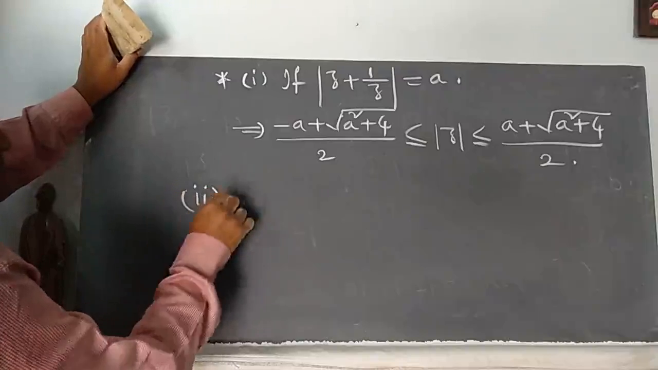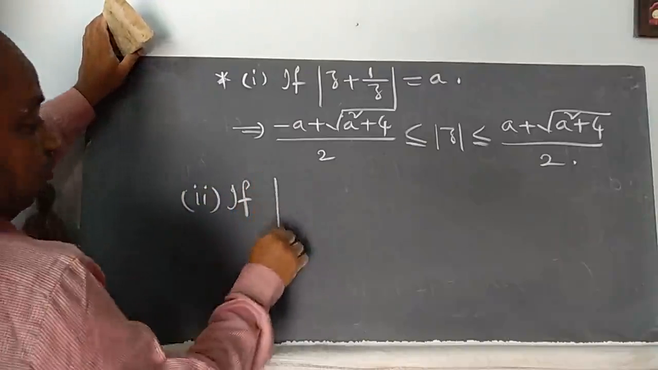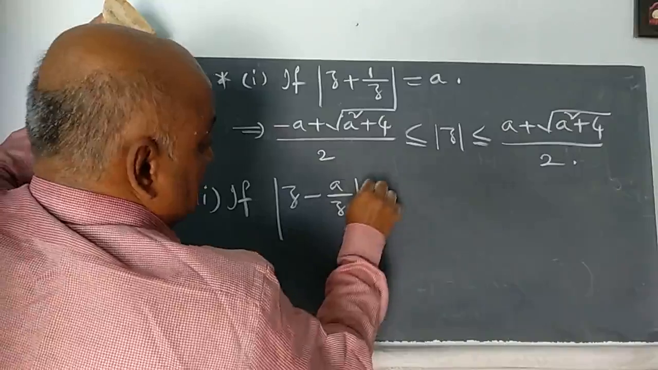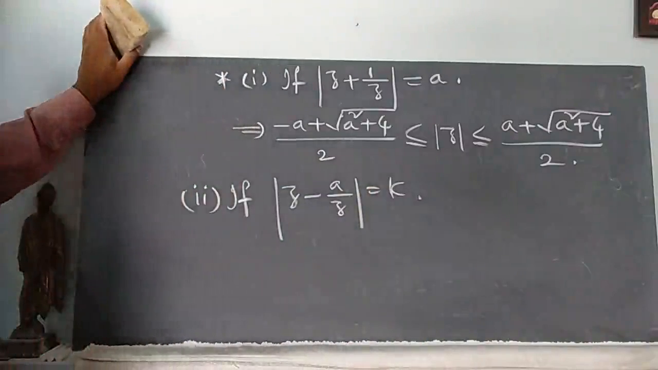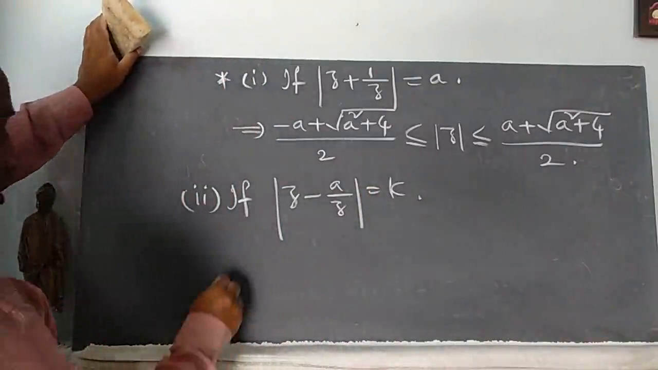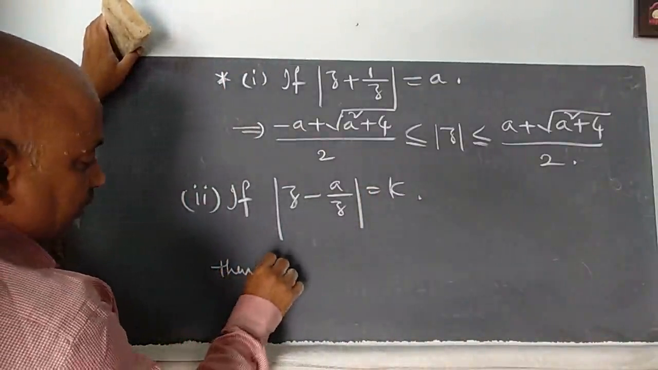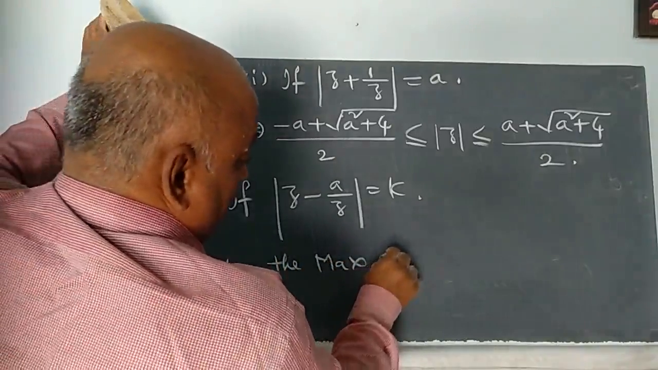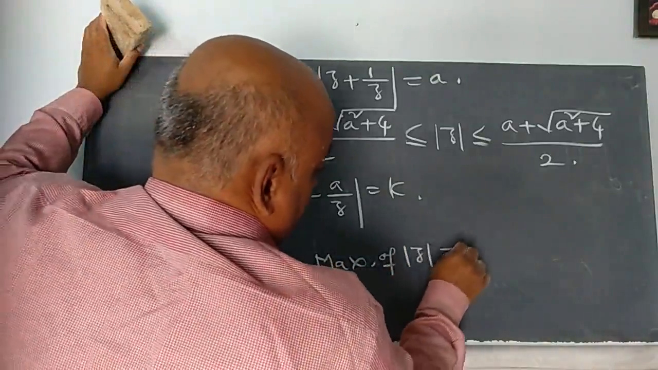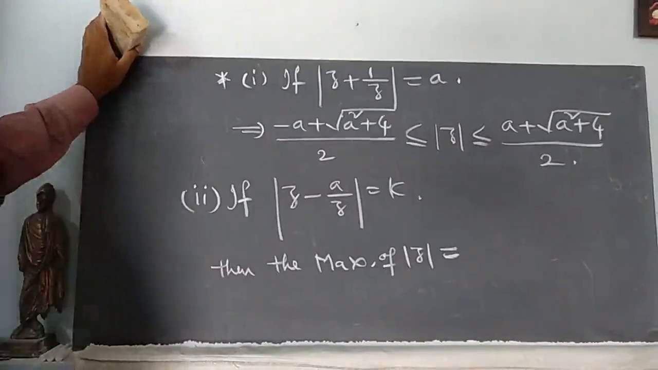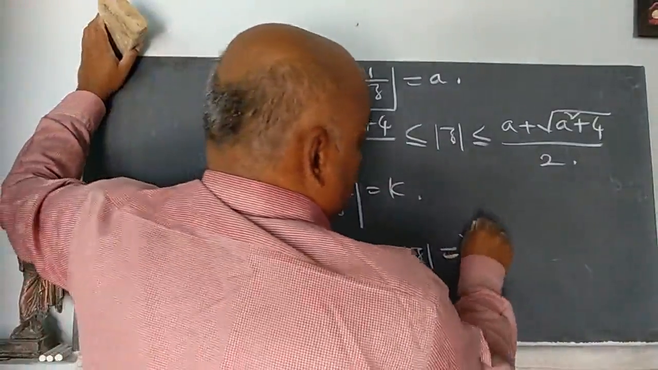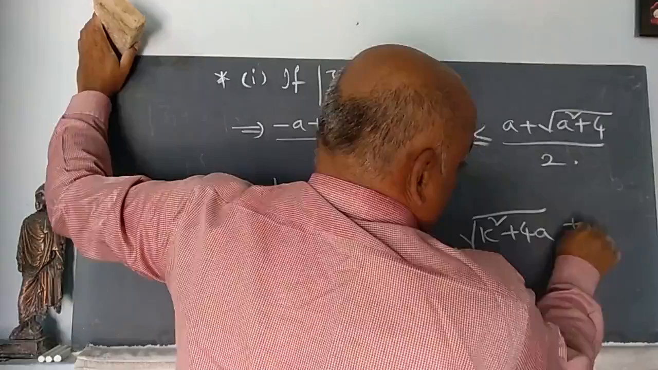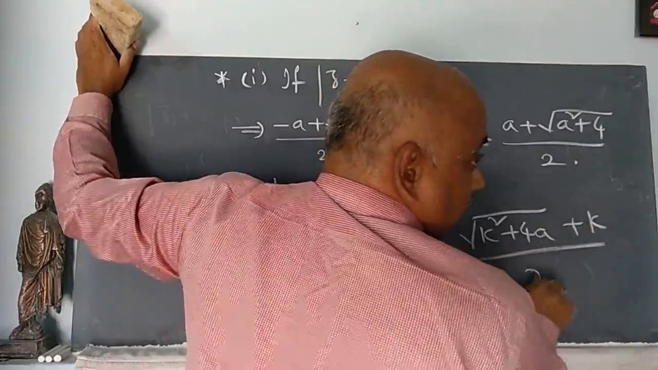Second formula: if mod z minus a by z is equal to k, then the maximum value of mod z is (square root of k square plus 4a, plus k) by 2.